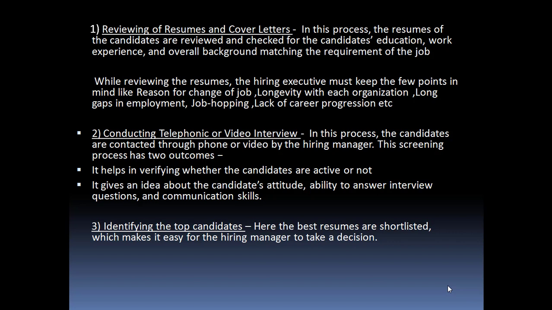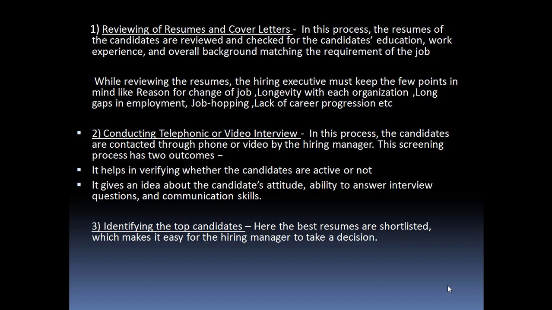two outcomes. The one, it helps in verifying whether the candidates are still active or not. Active means at times it happens that a candidate applies for the job, but when his resume is selected, it is found out that at that point of time he is not actually looking for the job. So the very first thing, before considering the resume of a person in recruitment, it becomes very important for the hiring manager to find out whether the candidate is still actively looking for the job or not.